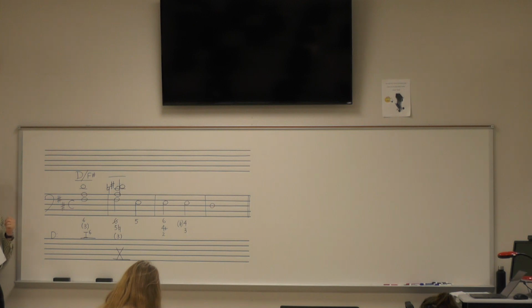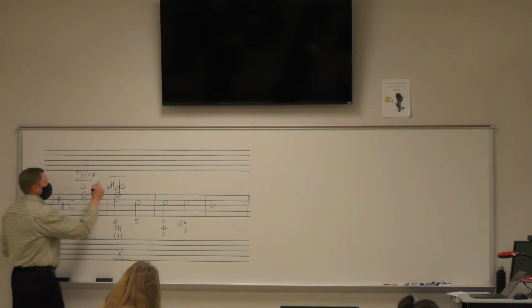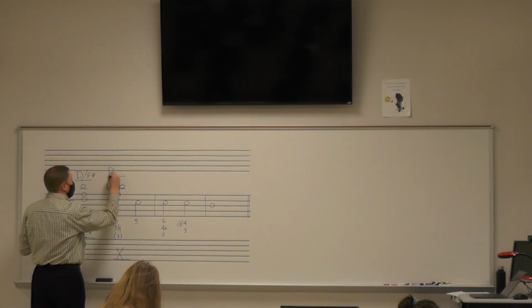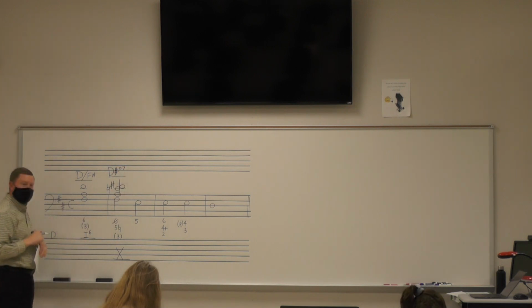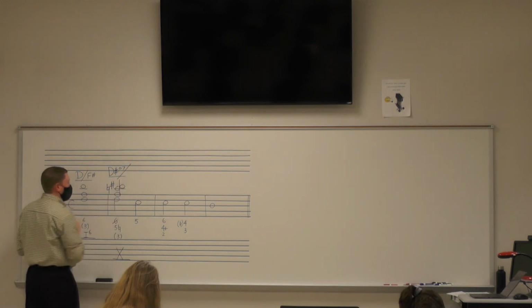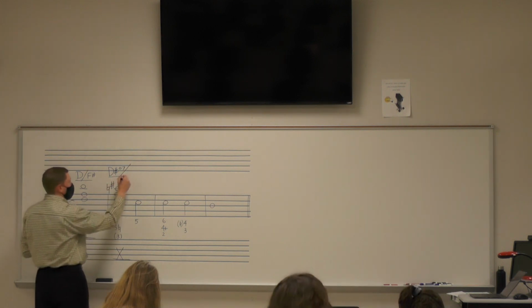Fully diminished. Fully diminished, that's right. So now I'm getting closer here. I know I can label this D sharp fully diminished 7. Do I have to use a slash? Yeah, because D sharp is not on the bottom. What do I put after the slash? F sharp.